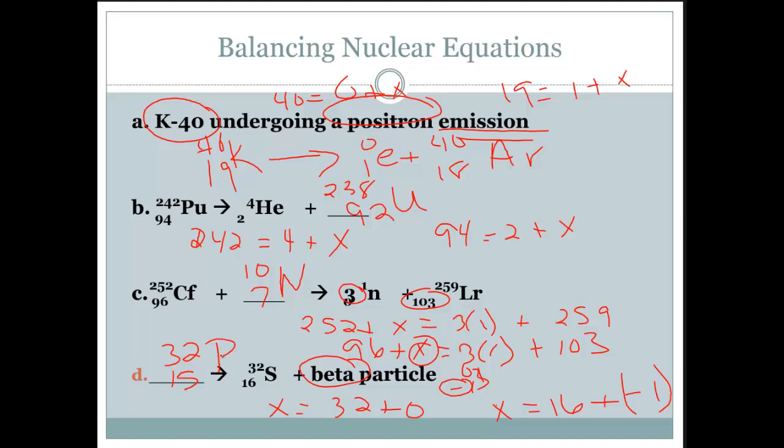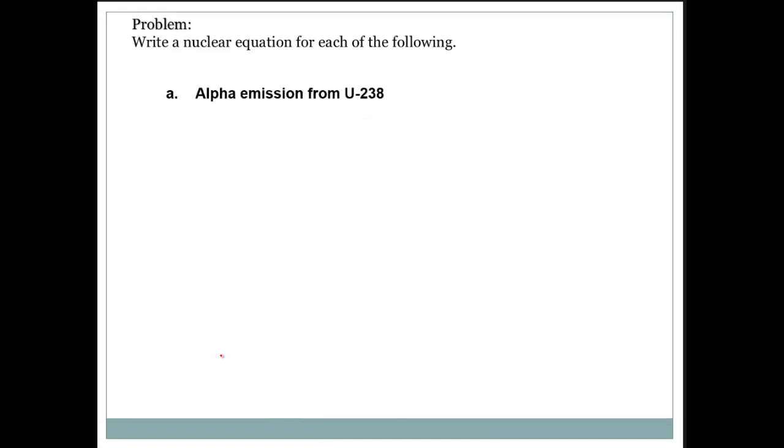Let's try a few more. Alpha emission. So alpha is 4 over 2 He, emitted from uranium-238. So that means I have uranium-238. I look on the periodic table and I find out that uranium is 92. Alpha is being emitted, so it's a product.